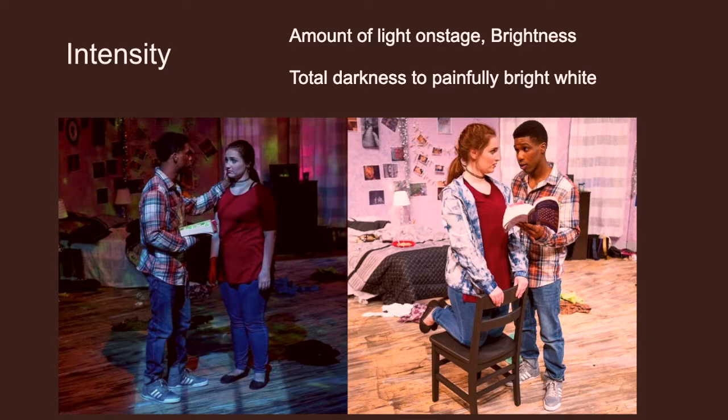Next, intensity. This is the amount of light on stage, how bright it is. There can be total darkness to plain bright white light. You can see in this picture of these two people that in one shot they have less intensity of light, and then in the next shot, they have a much higher intensity. It's brighter in one than the other.